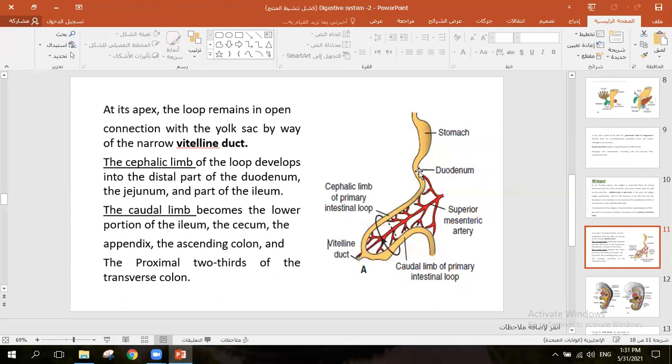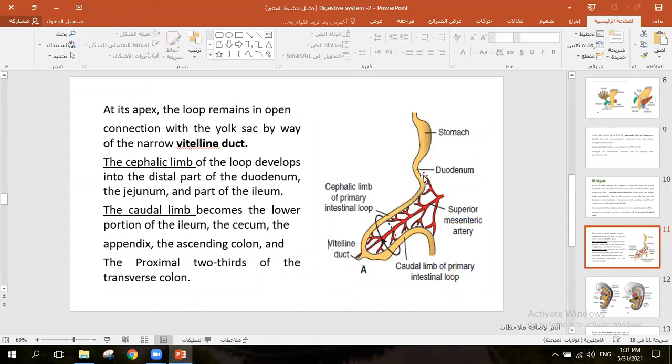The midgut begins immediately distal to the entrance of the bile duct into the duodenum and is still attached to the yolk sac by the vitelline duct or yolk stalk. Then it ends at the junction of the proximal two-thirds of the transverse colon with the distal third. With the development of the embryo, elongation of the gut tube occurs, and this forms the primary intestinal loop. This is the primary intestinal loop.